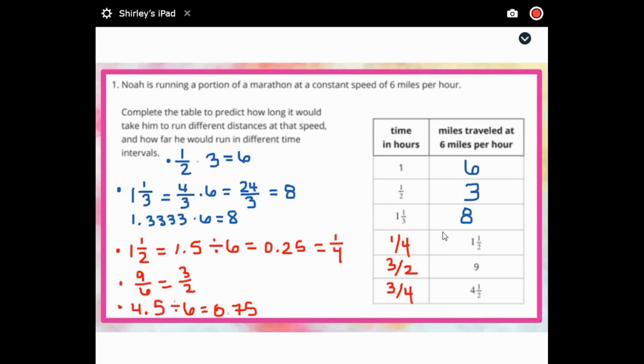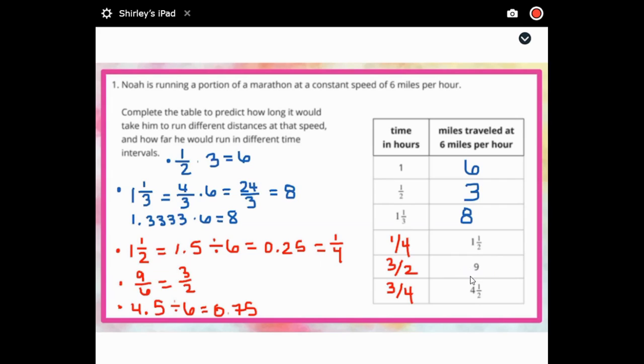Then we're stuck with these bottom rows where I'm given the number of miles and I need to find the hours. So if I'm multiplying by 6 to go left to right, and I'm going backwards, I can divide by 6. Anytime you're moving backwards in the table, you're doing the opposite of multiplication, which is always going to be division. So then I did 1 1/2 divided by 6. And again, I'm confused with the fraction, so I made it into a decimal. So then I can just type 1.5 divided by 6 into my calculator, and I get 1/4.